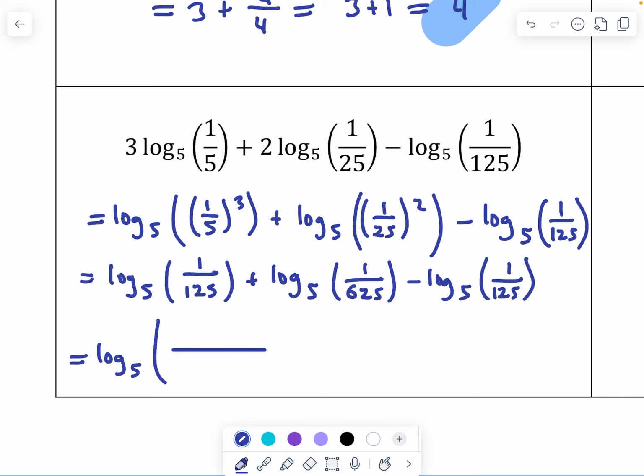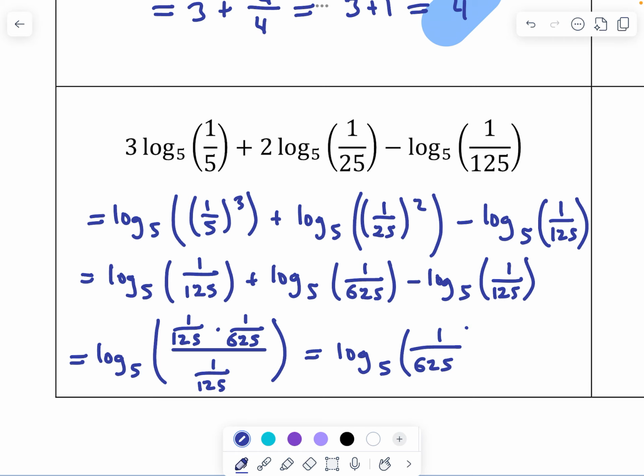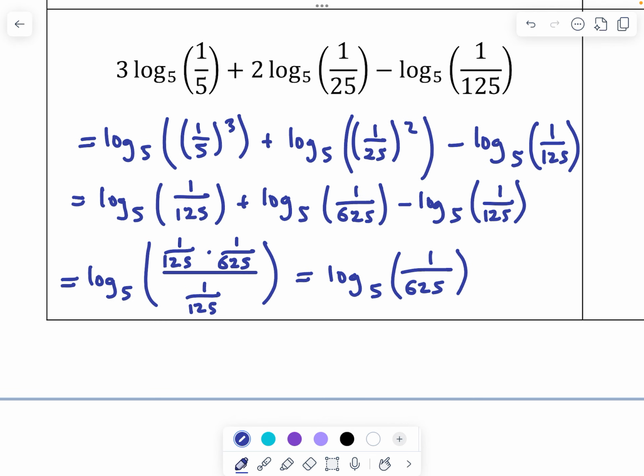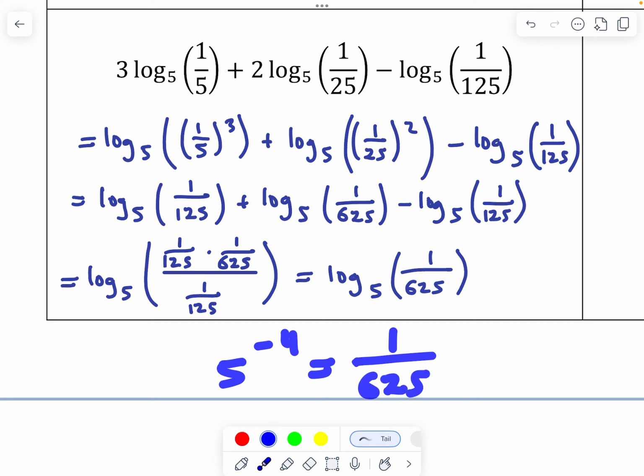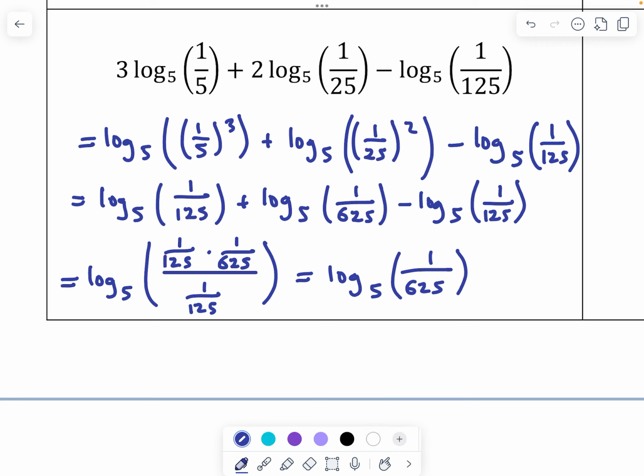All right, let's see what we got here. We're going to have 1 over 125 times 1 over 625 divided by, okay, it's not as bad as I thought, 125. And then we could just go ahead and cancel out these 1 over 125s, right? That's nice. Those are going to cancel out. So we're just left with log base 5 of 1 over 625. And, okay, so 5 to the 4th power is 625. So this is going to be 5 to the negative 4th power equals 1 over 625. All right, the answer here is negative 4.